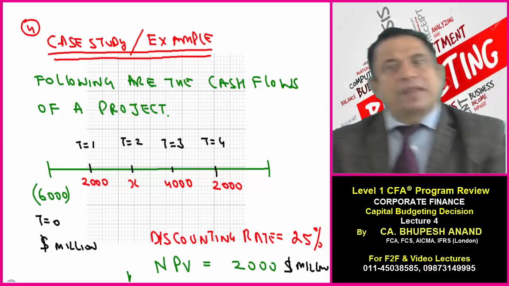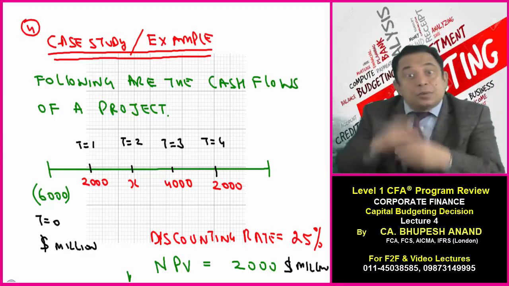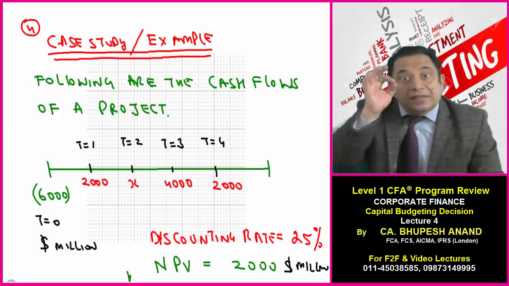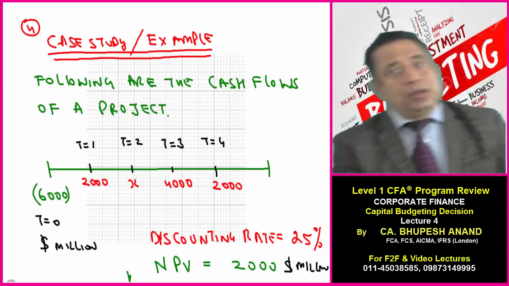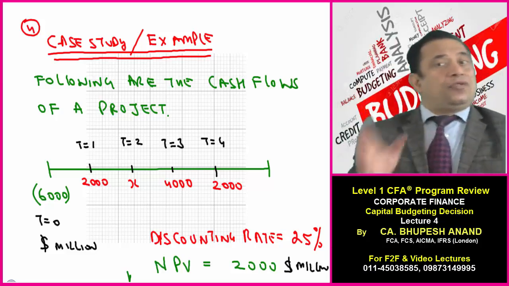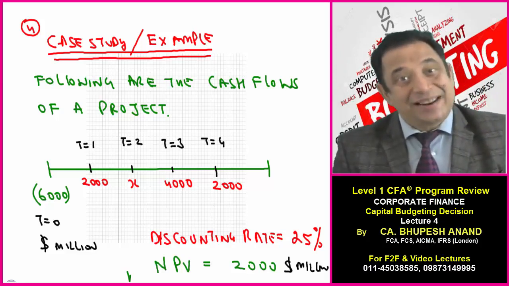Discounting rate will be 25% and NPV. Let us assume that NPV is 2,000 because there should be only one unknown. So if I have assumed that NPV as 2,000, I can easily calculate the value of X. So please note down whether you are writing it in your register.